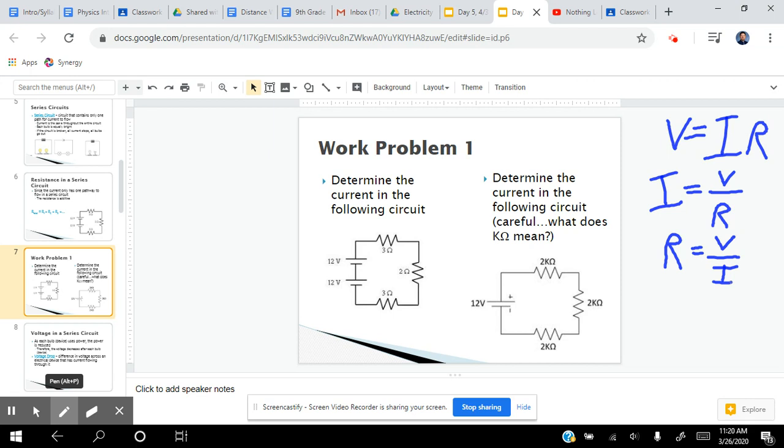Just to help you out, you can take a quick look over there when you need to solve for something. First one, determine the current in the following circuit.